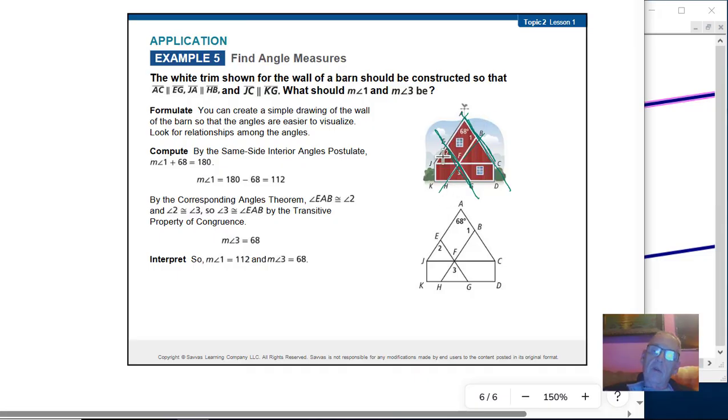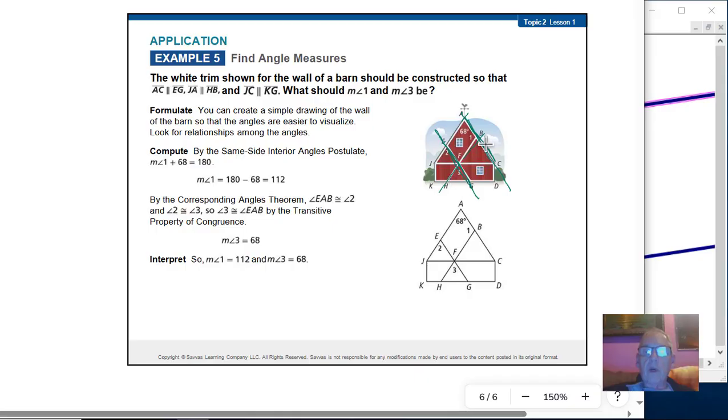Another thing we could have done would have been to look at the parallel lines going this way and this way, and we have that 68 and 1 would be supplementary. 68 and this other angle here, the other side of 2, would be supplementary. 2 would be supplementary to, and 68 would be supplementary, which means that 2 is also 68. And there are several different ways we could get that measure of 68 to equal those other angles.